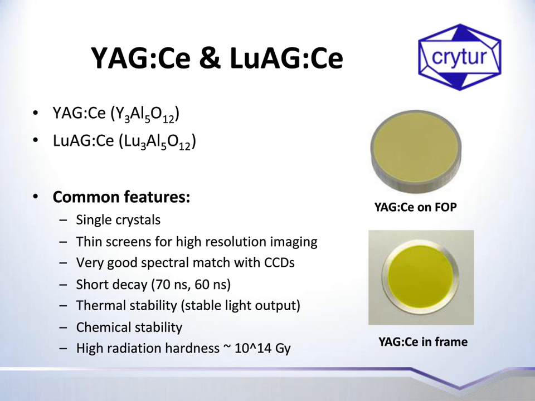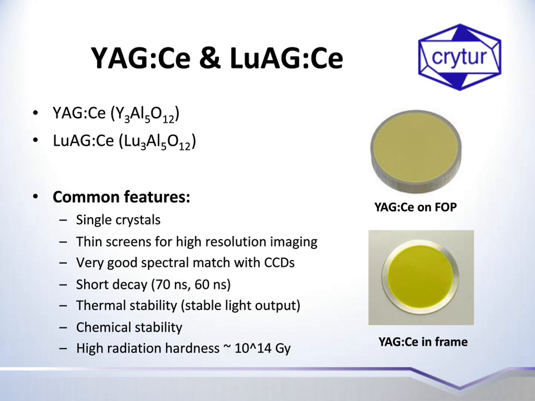They are chemically stable, so they are non-hygroscopic, and their radiation hardness is 10 to the power of 14 Grays, which is very high. These can be manufactured in different configurations, such as on a fiber optic plate, or they can be fixed in a frame. So these scintillators can then be coupled in various ways to a detector.